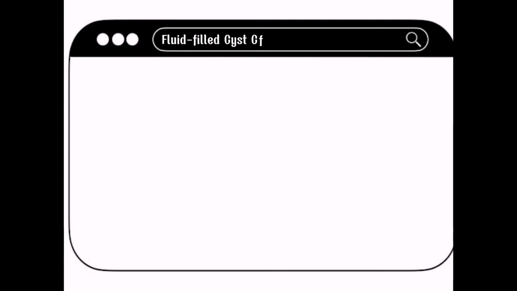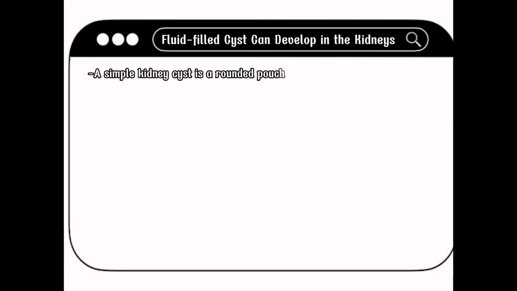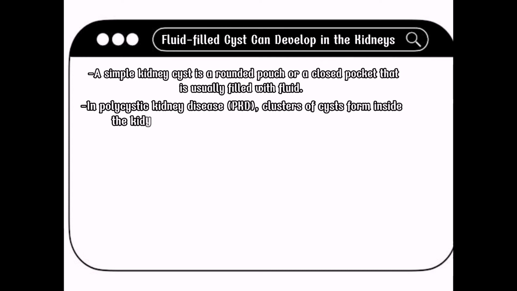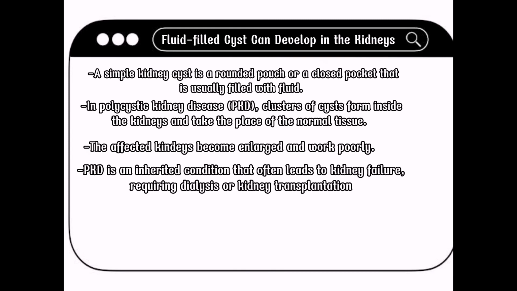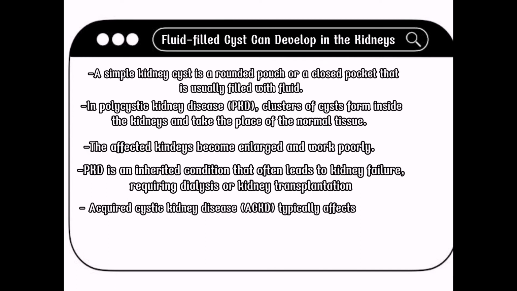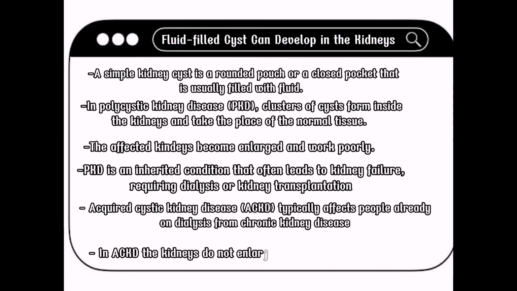Third, fluid-filled cysts can develop in the kidneys. A simple kidney cyst is a rounded pouch or closed pocket that is usually filled with fluid. In polycystic kidney disease, or PKD, clusters of cysts form inside the kidneys and take the place of the normal tissue. The affected kidneys become enlarged and work poorly. PKD is an inherited condition that often leads to kidney failure requiring dialysis or kidney transplantation. Acquired cystic kidney disease, or ACKD, typically affects people already on dialysis from chronic kidney disease. In ACKD, the kidneys do not enlarge and no other symptoms occur.